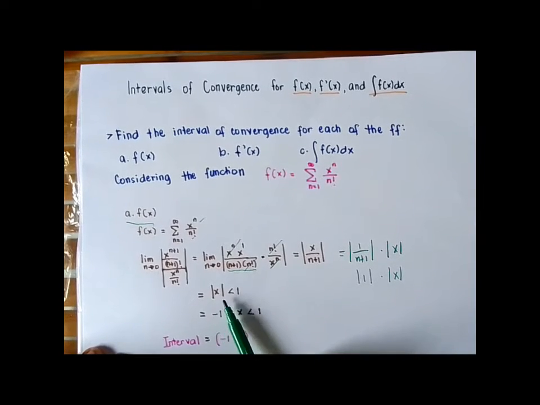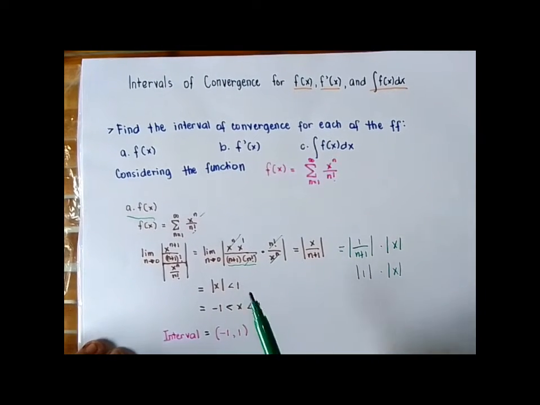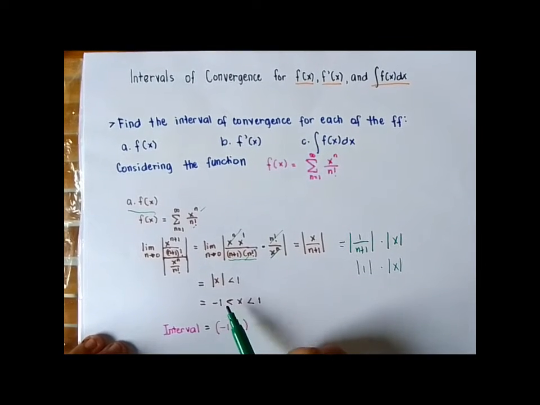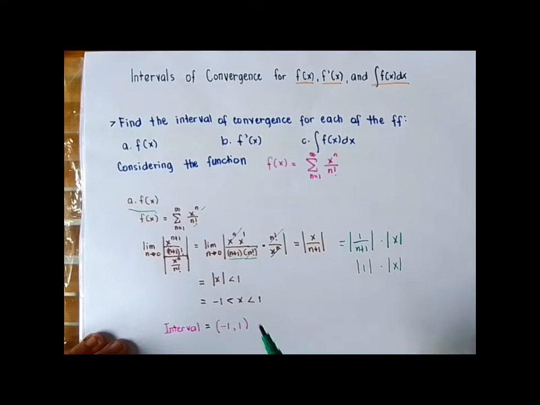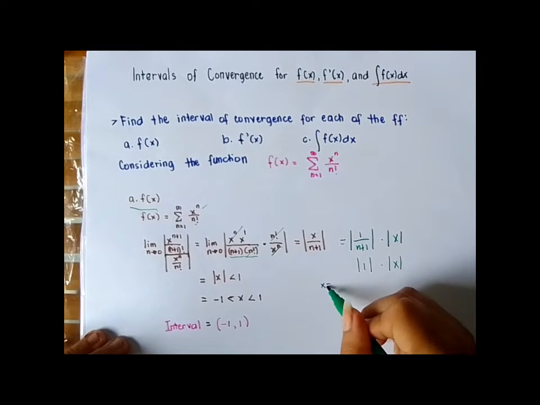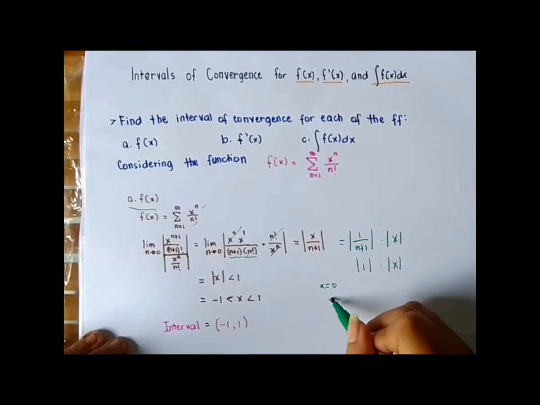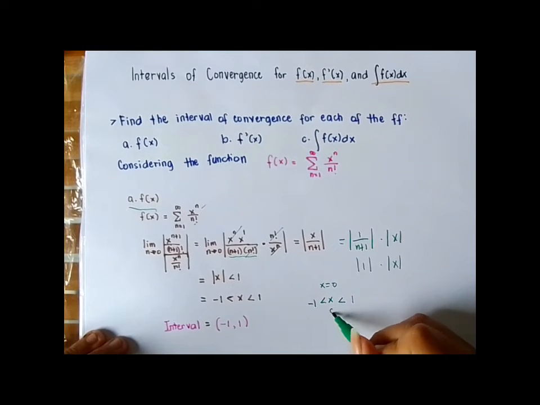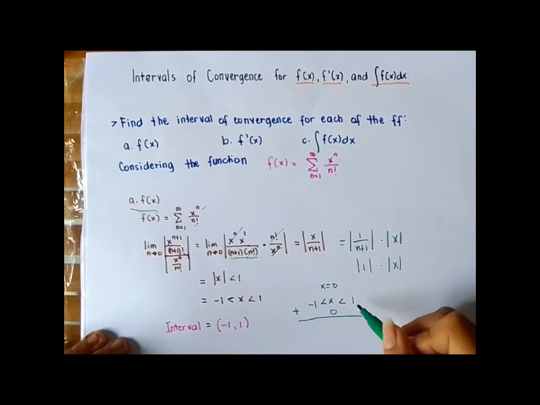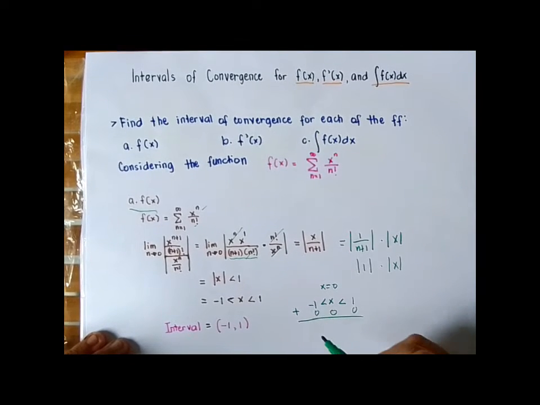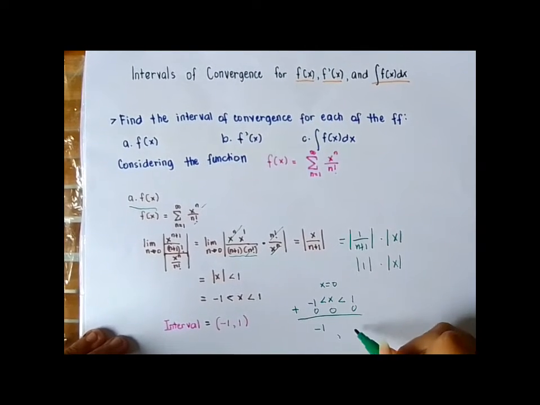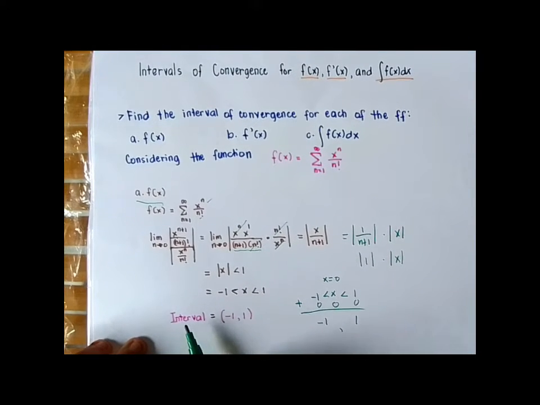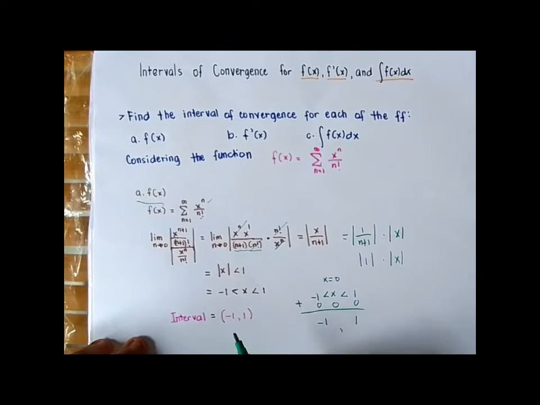We have absolute value of x, which is less than 1, and we'll find its interval of convergence. We have -1 less than x and less than 1. So we have x equals 0. We have here x is greater than -1 but less than 1. Apply x 0. We will add. We have 0 and 0. -1 plus 0, we have -1. And 1 plus 0, we have 1. So our interval of convergence for a, the function of x, we have -1 and 1.